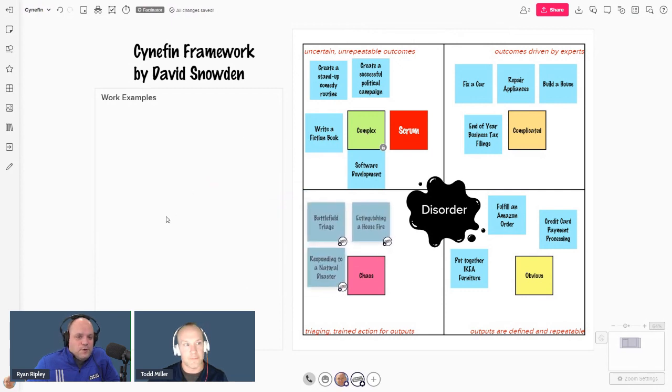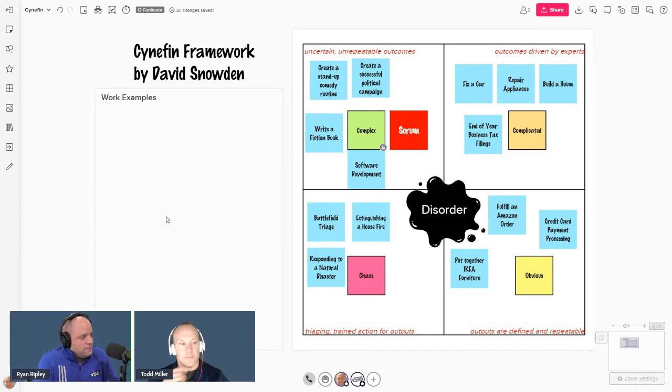Yeah, and then to wrap up the conversation on these quadrants, or at least to keep it moving along: battlefield triage, extinguishing a house fire, responding to a natural disaster. These are all things that require triaging. These are things where it's really more action oriented. We're going to do something, see what happens, and then continue to respond until we can get the situation out of chaos and into a complex, complicated, or obvious domain.